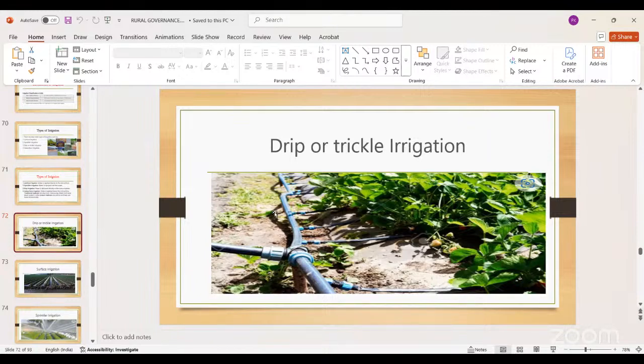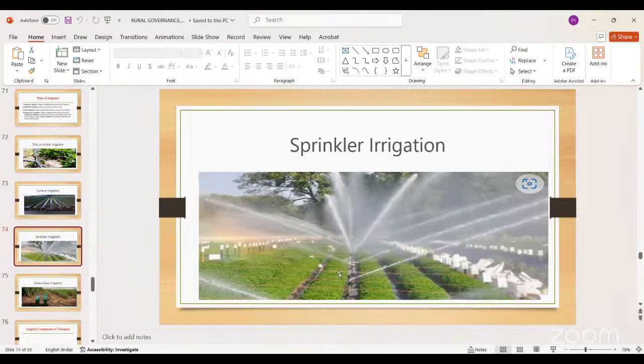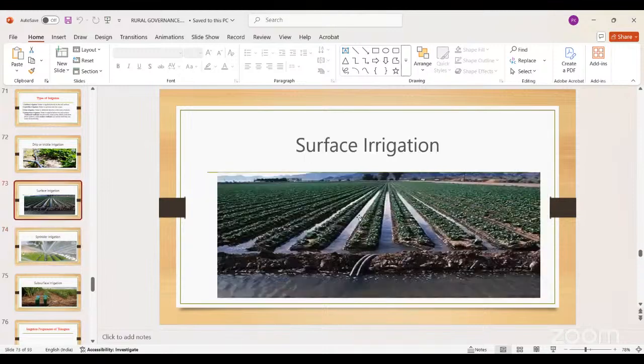And there are different systems which have some advantages and some disadvantages. We can see this is an example of surface irrigation, how it looks like. Then another is called the sprinkler system. Less water is used here than surface irrigation. In surface irrigation, often there is a lot of wastage of water.